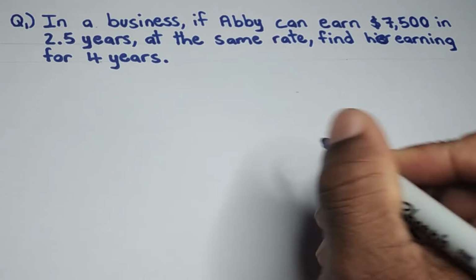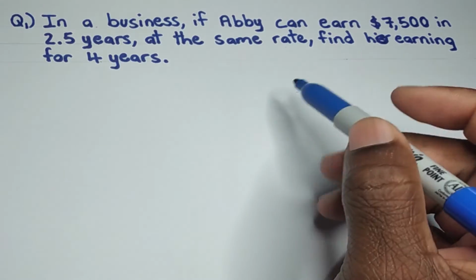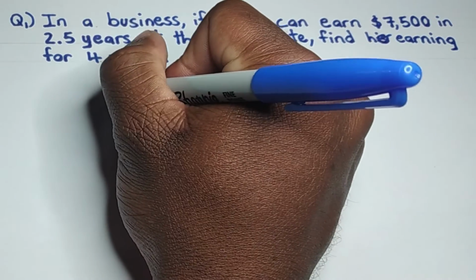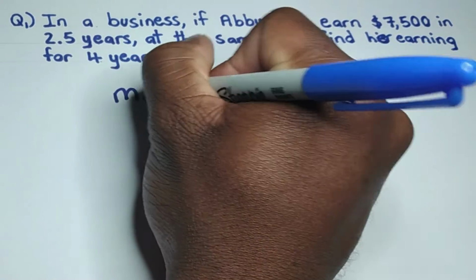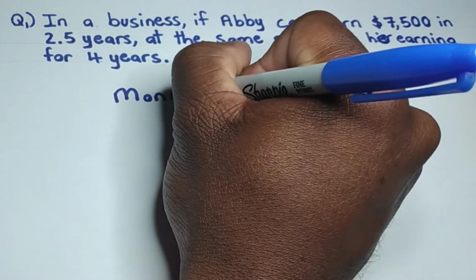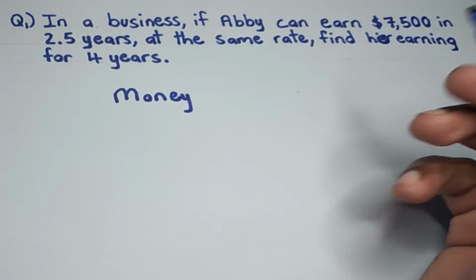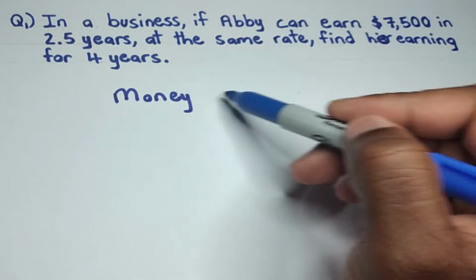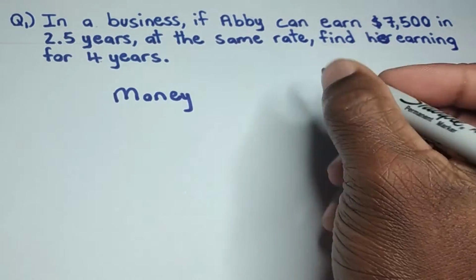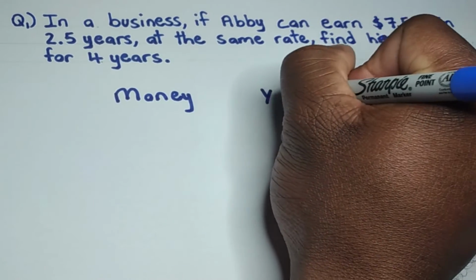What we can do now is to highlight the two variables. So think about it. Here we have money, or we could call it earnings, or whatever you want to call it that relates to money, you can do so, alright? I'm going to call it money, alright? And we are also treating with years, alright?